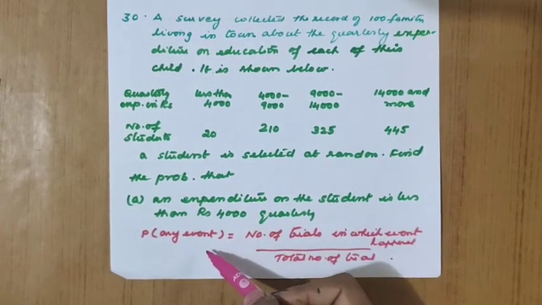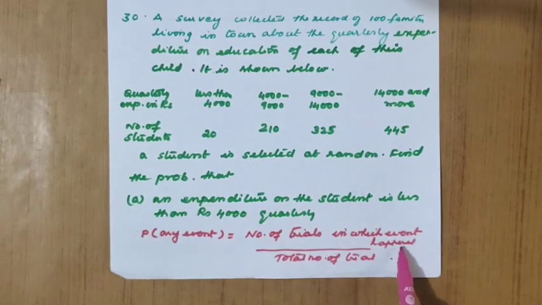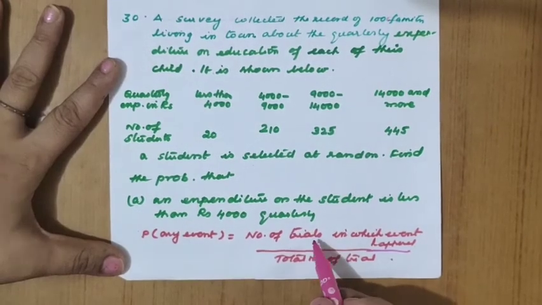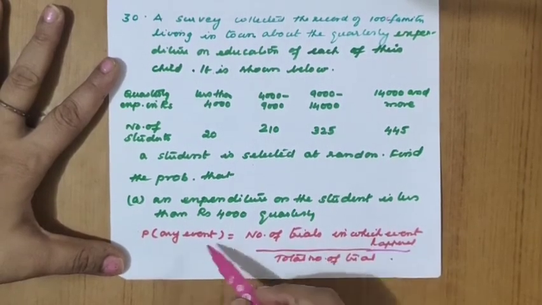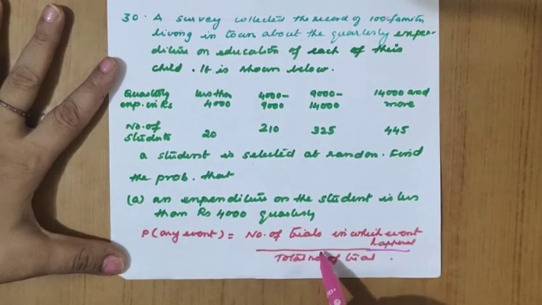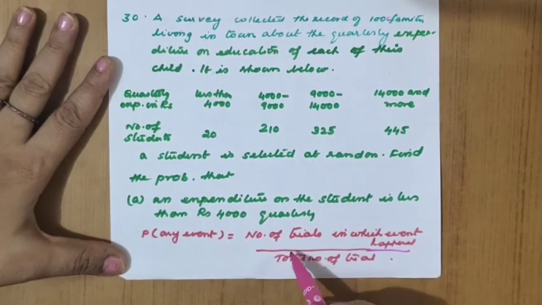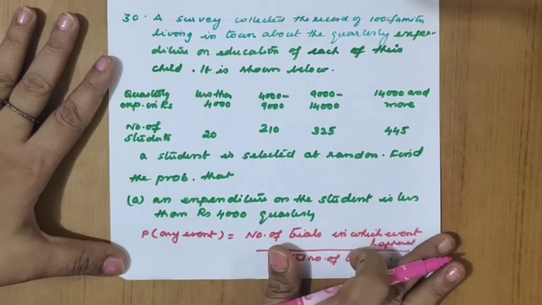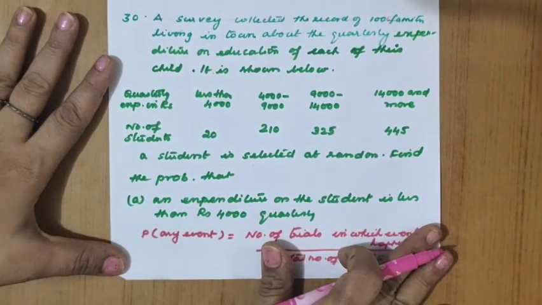So here, probability of an event is the number of trials in which the event happened divided by the total number of trials. When we have sub-questions, we must write the formula: probability of any event by experimental or empirical probability, number of trials in which the event happened over the total number of trials. So first you have to write and keep the formula. Then we can go for the sub-questions.